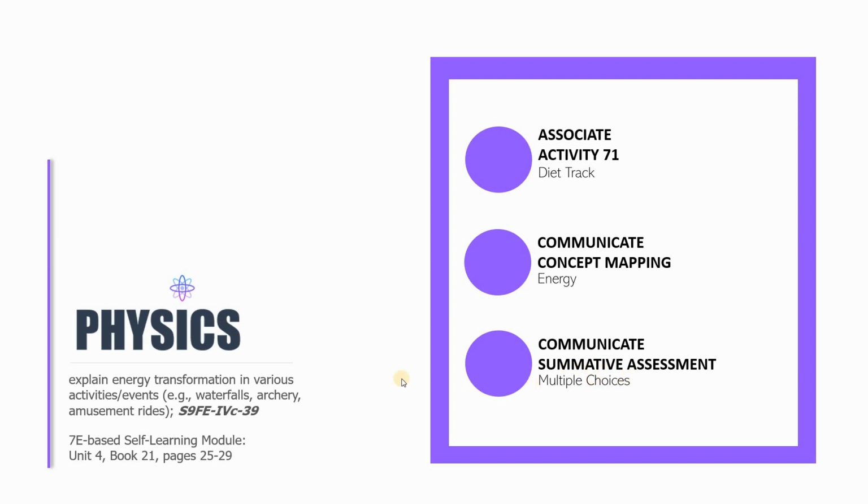since day one. Now remember that in this book, we are covering different topics in the name of making sure that by the end of this book, you're capable of explaining energy transformation in various activities and events, such as in waterfalls, in archery, as well as in amusement rides. Remember that this session is based on the 7E-based self-learning module in Science 9, which I wrote for my master's degree. Particularly, the parts of this session are found in Unit 4, book number 21, pages 25 to 29. So let's jump in.